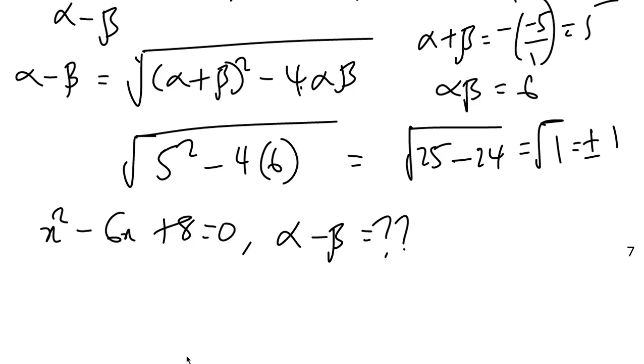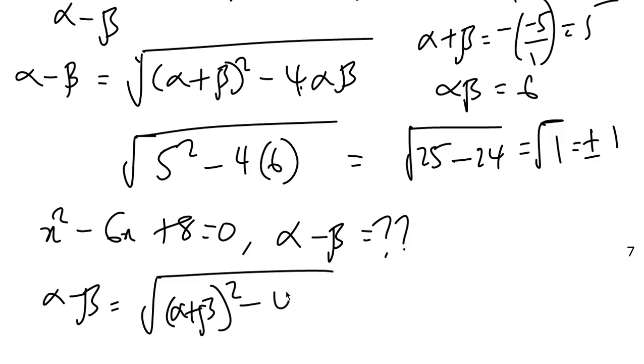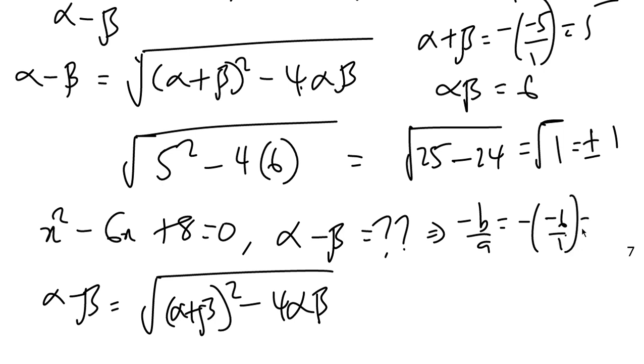Right, so if you're asked this, all you simply need to do is to say that alpha minus beta is equal to the square root of alpha plus beta all squared minus 4 alpha beta. So what's alpha plus beta here? Negative b over a, which is negative 6 over 1, which is 6. And then c over a is equal to 8 over 1, which is 8. Right, so simply substitute.